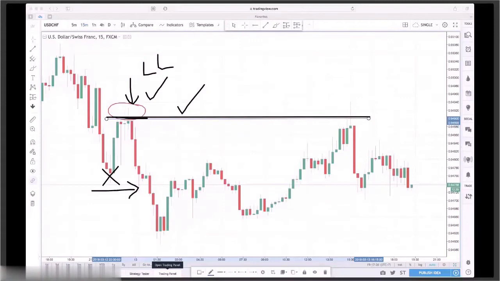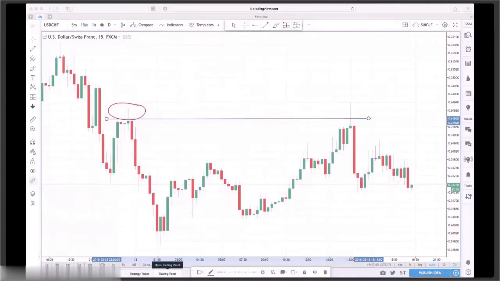Okay, this level is now important. Now, take a look at this area. Would you say this is an important area that used to be support? Okay, let me do it again here. This area here used to be support because it was holding the market from here, and then it broke through and now it's become resistance.